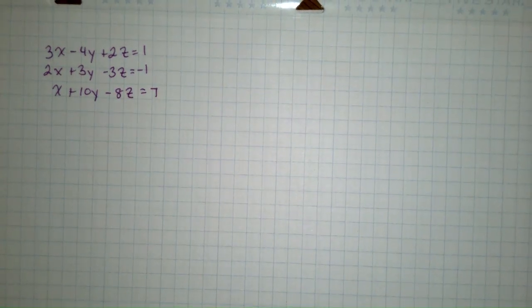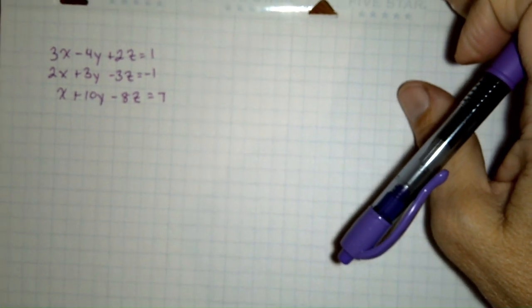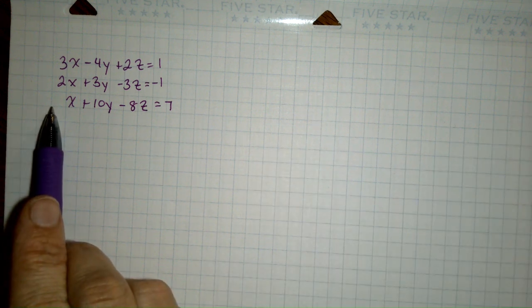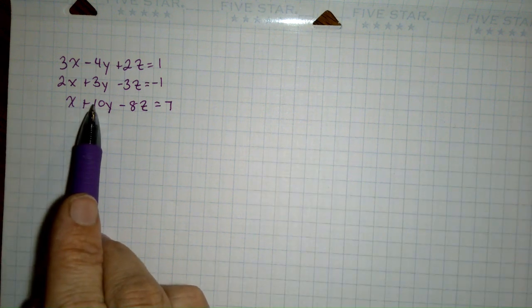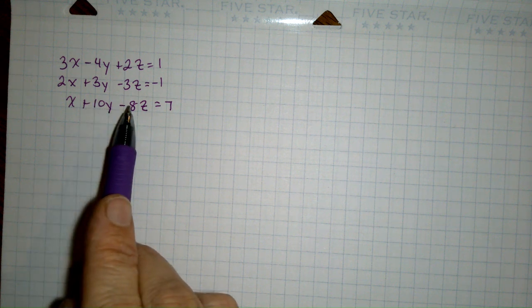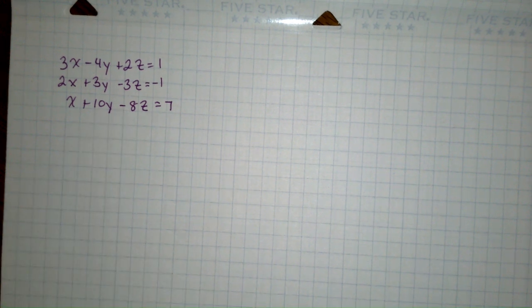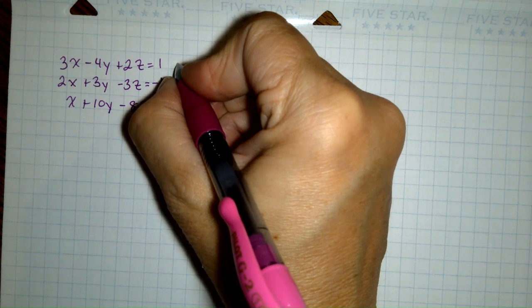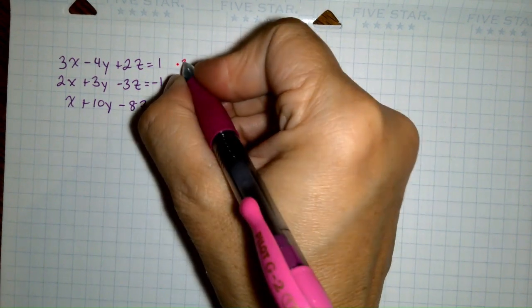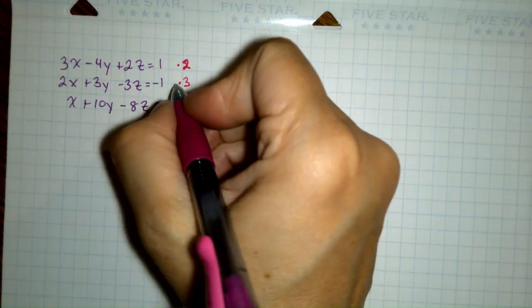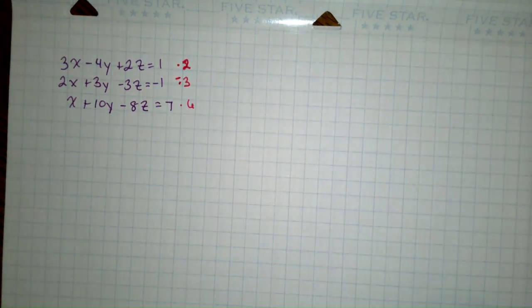Okay, so here we are. We have to pick a variable to target. It's kind of a flip. The x's would all go into 6. The y's would all go into 60. And the z's would all go into 24. So I'm going to pick the smallest number of that. I'm going to do x's because they all go into 6. So times 3, times 2, times 3, times 6, and I need the middle one to be negative because the other two are positive.